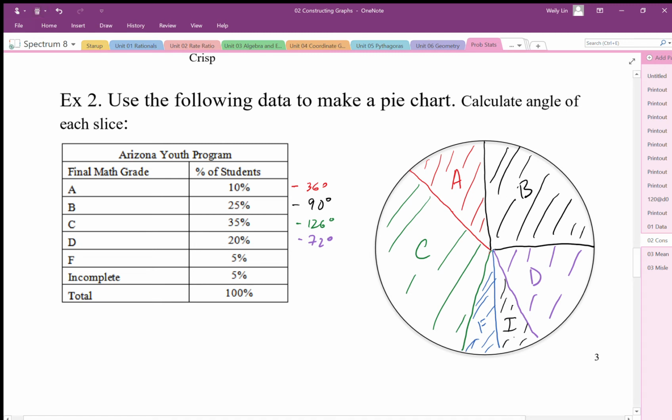Okay, so you need to make a graph that has these relative proportions. Again, make sure you are able to convert these into degrees, and be able to relate the percentages with degrees and be able to see how they look in a circle. Okay.